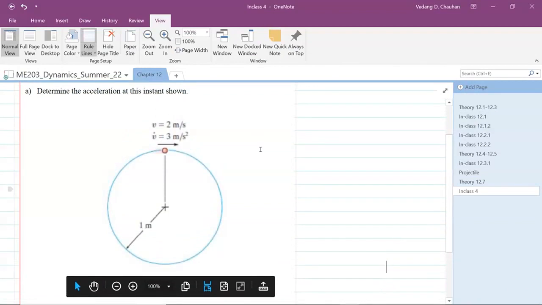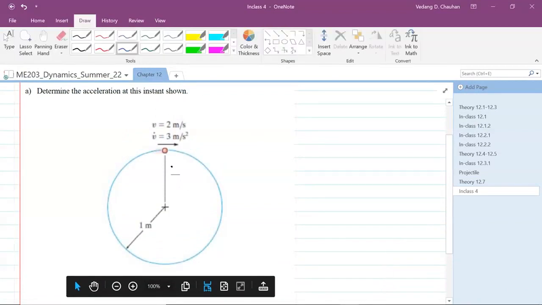Now we need to calculate the total acceleration of the particle using normal tangent coordinate system. So first step is we set up our coordinate system. Arrow indicates the direction of travel of the particle. So the tangential axis is always tangent to the curved path and normal is always towards the center. So we have defined our normal tangent coordinate system, and the unit vector in the tangential direction is ut, unit vector in the normal direction is un. And the radius of curvature, that is the distance of the particle from the center, is given as rho equal to 1 meter. So this is the radius of the circle here.